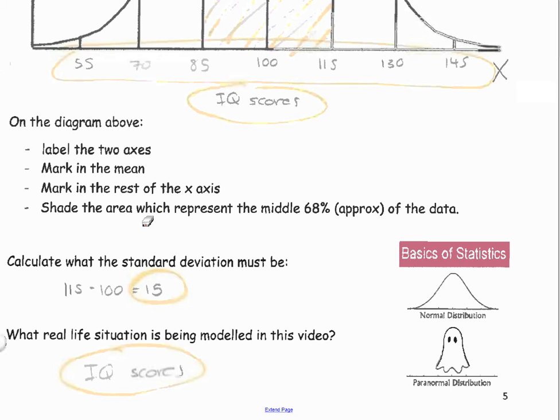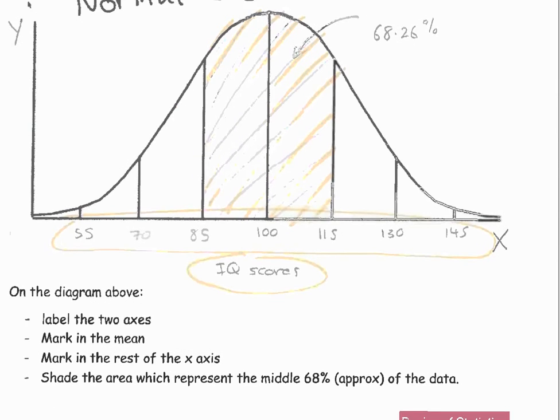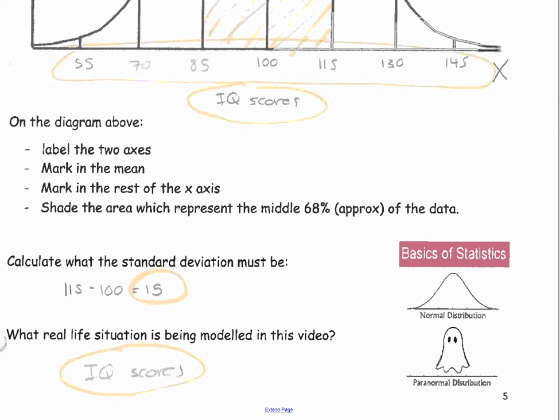What real life situation is being modelled in this video? They're saying that IQ scores are modelled by this, saying that the majority of people, like 68.26%, fall between the mean minus 1 and the mean plus 1 standard deviation. Only a small percent of people in general score low IQ, a small percent of people in general score very high IQ. The majority of people are in the middle. That's what this normal distribution generally tells you. So that's the answers to that video, but hopefully you've paused and gone and watched it properly, because it's a bit more interesting than me just summarising it.